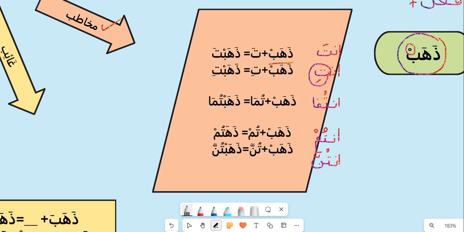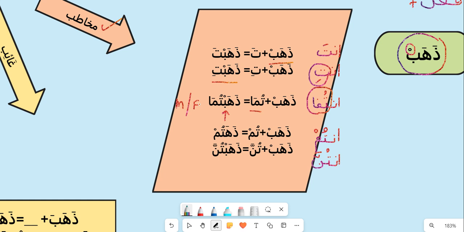So dhahabta, dhahabti, dhahabtuma. We are borrowing dhahabtuma from the separate pronoun, adding with the fail dhahabtuma. In all these, you are seeing the ba is maintaining the sukoon. Dhahabtuma. Now this dhahabtuma is for male and female. In the mukhatib, remember, we are going to use the same structure dhahabtuma for the male and the female.